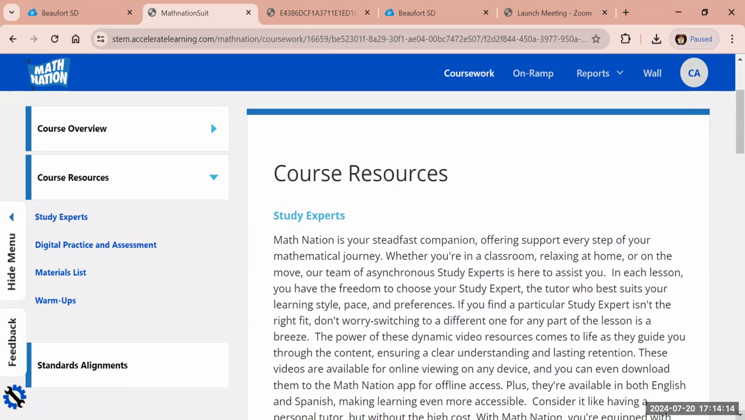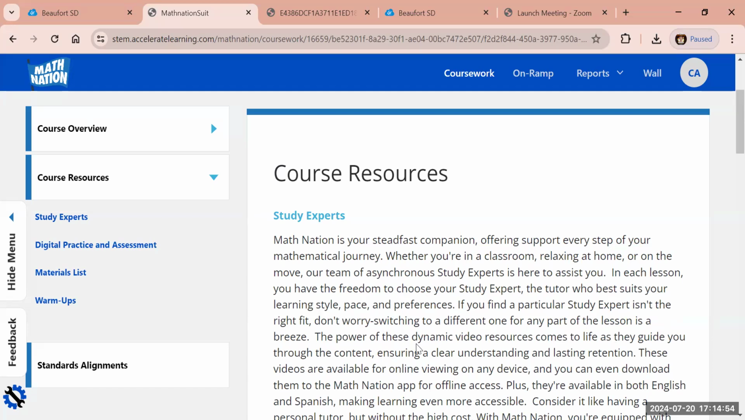Study expert. Math Nation is your steadfast companion, offering support every step of your mathematical journey. Whether you are in classroom, relaxing at home, or on the move, our team of asynchronous study experts is here to assist you. In each lesson, you have the freedom to choose your expert study, the tutor who best suits your learning style, pace, and preferences. If you find a particular study expert isn't the right fit, don't worry. Switching to a different one for any part of the lesson is a breeze.